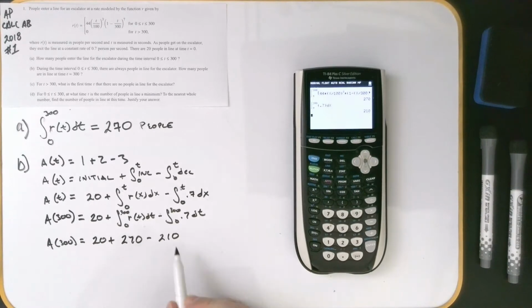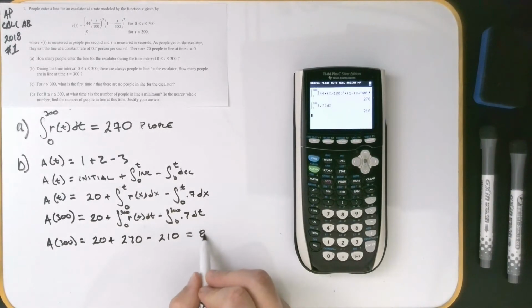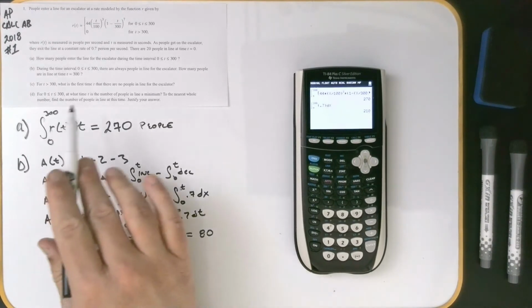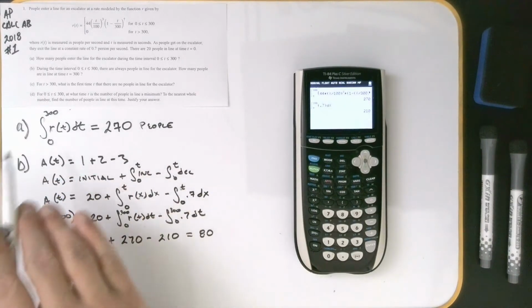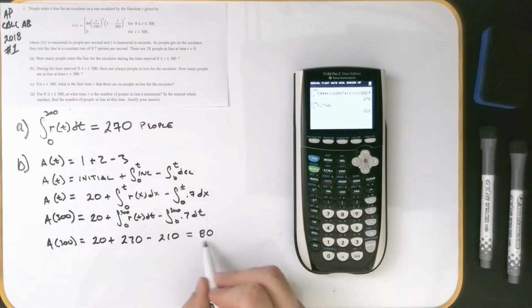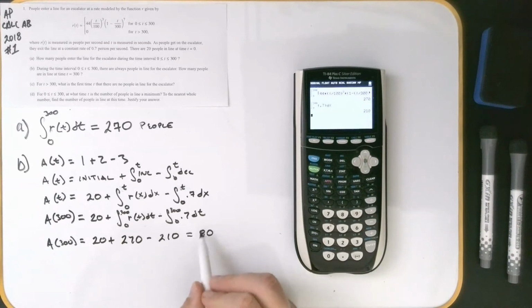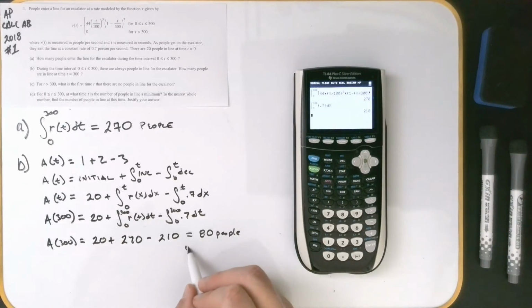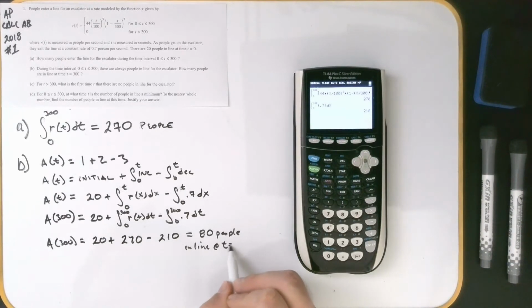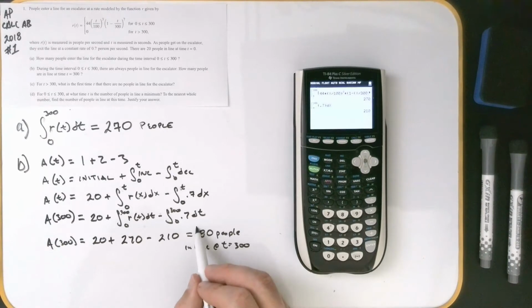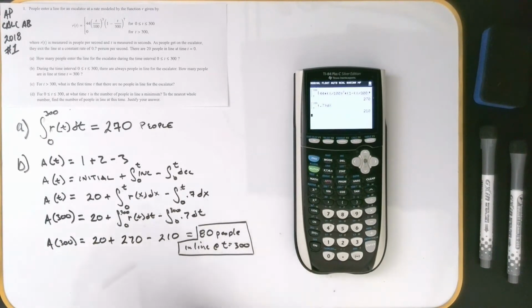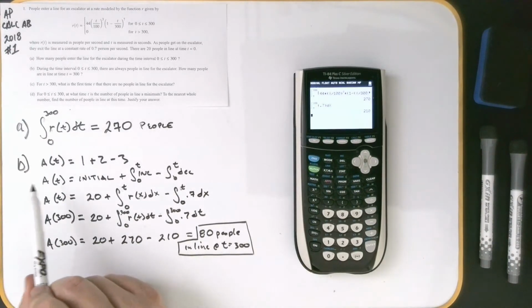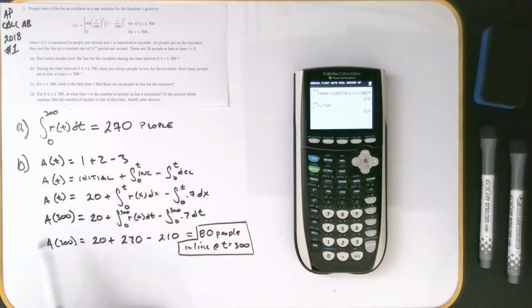We get 290 minus 210, and we get a total of 80. And so during the time interval, how many people are in line at t equals 300? There are 80 people in line at t equals 300, or at the 500-minute line. Okay? And again, the amount equation, that is a very common thing. You always have to do that with two rates.